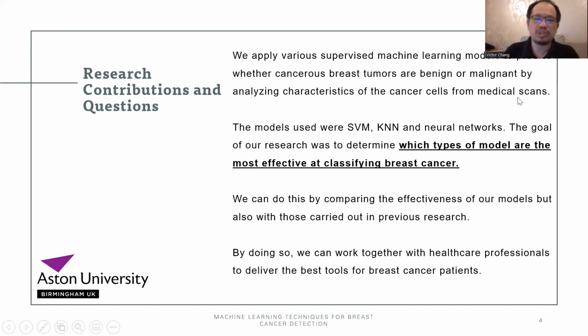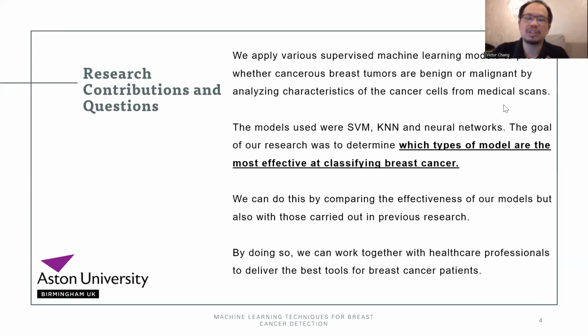And the goal of our research is to determine what type of models are the most effective at classifying breast cancer. It allows scientists to get the highest level of accuracy and quality. It also allows clinicians to get the results quicker to report to the patients.